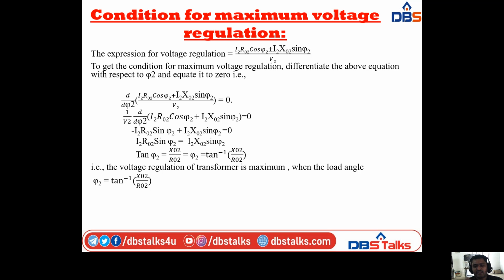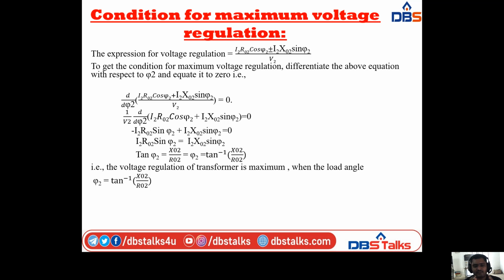That is d by d phi 2 of the voltage regulation, that is I2 R0 cos phi 2 plus or minus. So here I am taking plus, that is for the lagging load. So I2 R0 cos phi 2 plus I2 X0 sin phi 2 by V2, that is equal to 0. Differentiate this with respect to phi 2. So we have 1 by V2 d by d phi 2 of I2 R0 cos phi 2 plus I2 X0 sin phi 2, that is equal to 0.